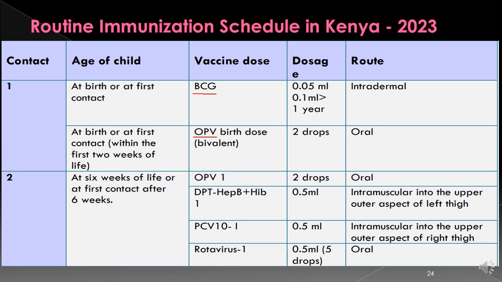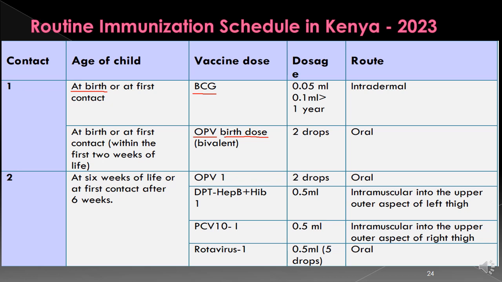This is usually known as the birth dose. The first oral polio vaccine that is given at birth or before the first 2 weeks of life is known as the birth polio vaccine. So let us start with the BCG. BCG should be given at birth, and here we are making reference to children who are born at hospital, or they may have been born at home, but they have come to hospital immediately. Those ones are being given the birth dose.